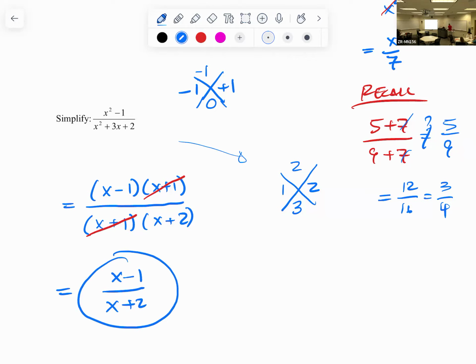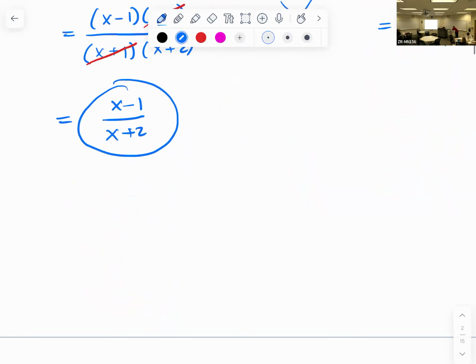Knowing when to stop is important too. This is as simple as this gets. There's an x minus 1 in the numerator and an x plus 2 in the denominator. And yes, I can drop the parentheses because there's nothing else left next to it.